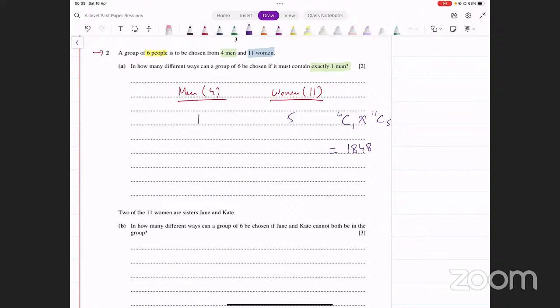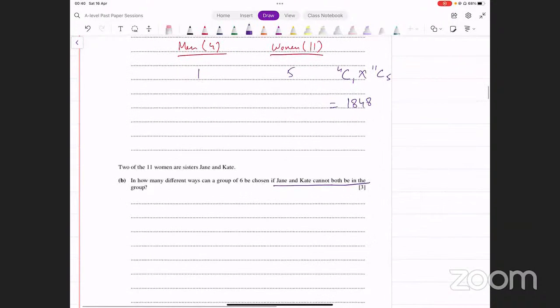Now, the first thing that you have to do here is understand the situation correctly. Jane and Kate, they cannot both be in the group. What does that mean? Does it mean दोनों में से कोई भी group में नहीं हो सकता? Is that what it means? Yeah, so one of the 2 can be, but they cannot both be in the group. दोनों एक टाइम पे साथ नहीं हो सकते हैं, individually हो सकते हैं. So if you think about it, there are 4 possible cases.